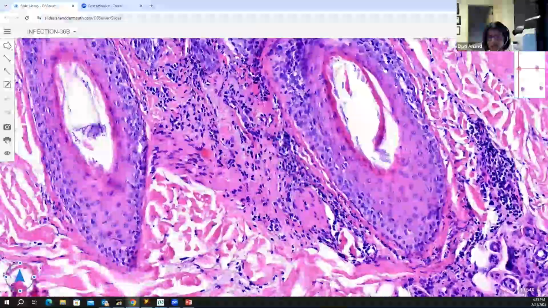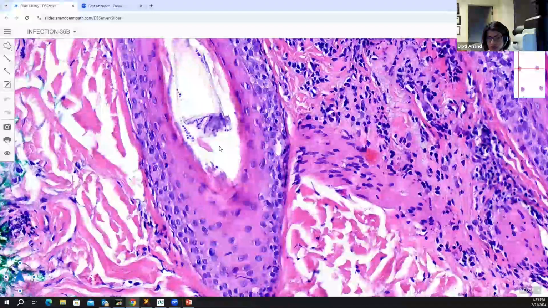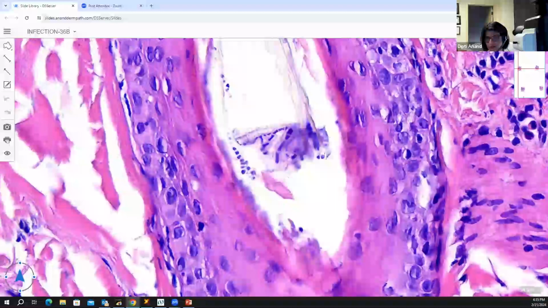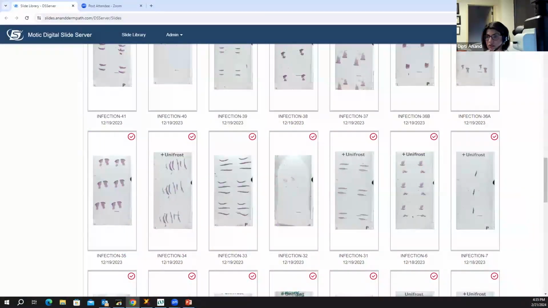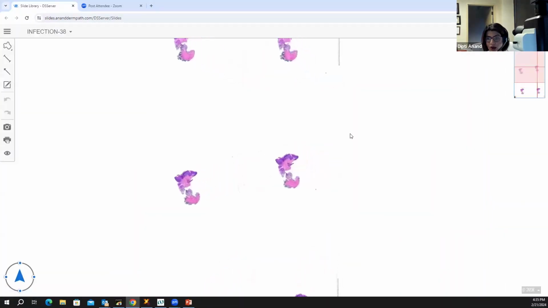And again, you can see these nice organisms within the hair shaft. You can see in here. That's tinea capitis. Okay, let's go to our next one.